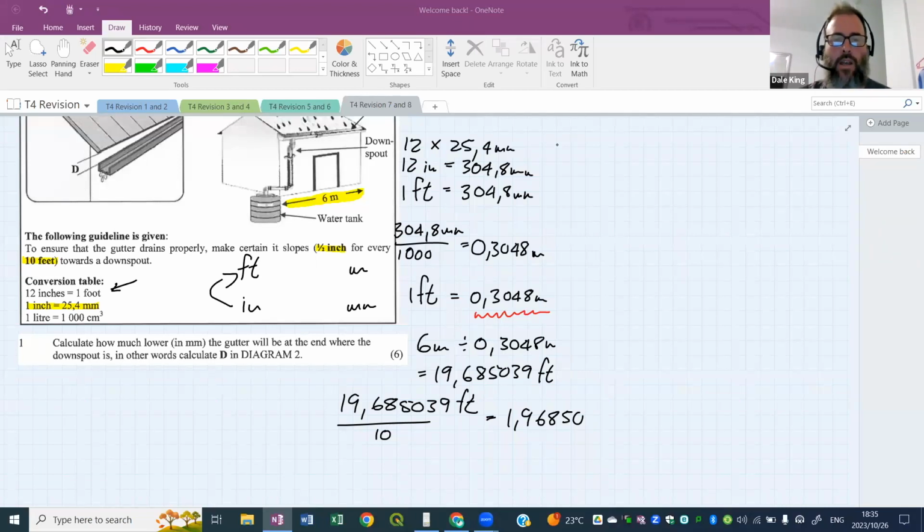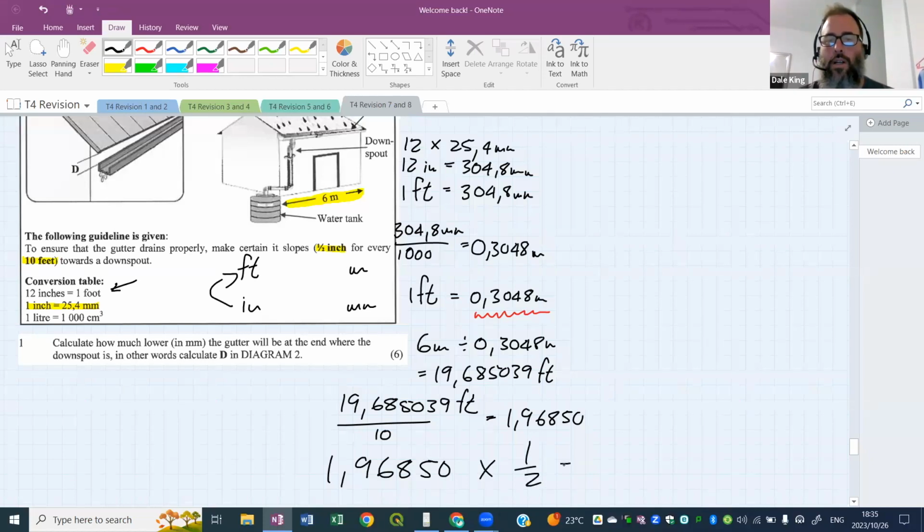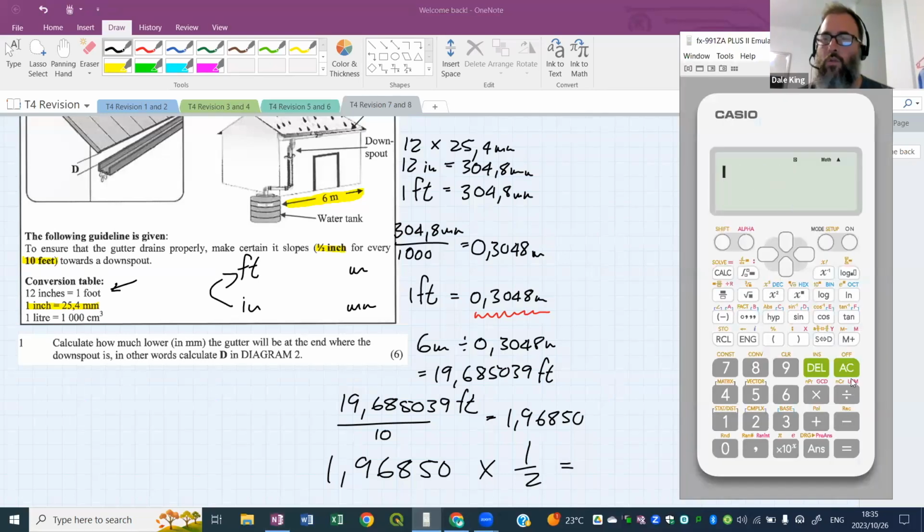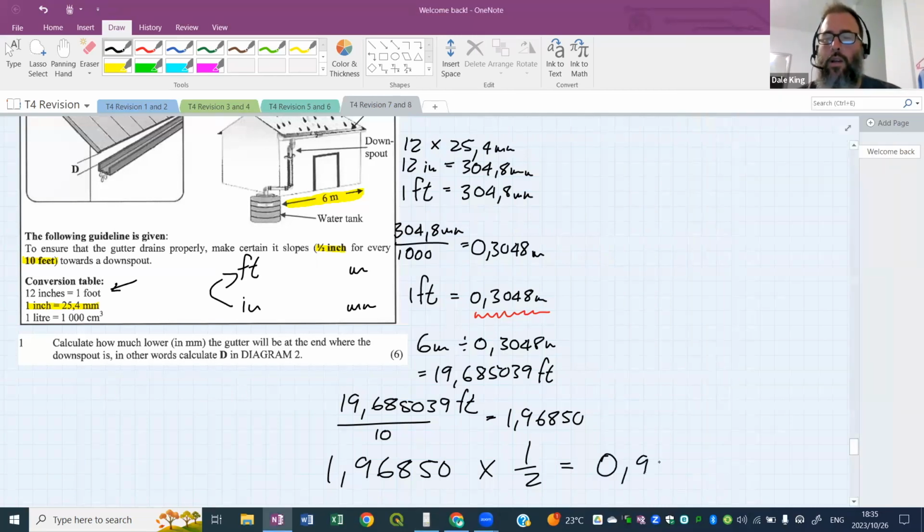So now I'm going to say, I don't have 2. I've only got 1.96850 of these things, and each one of them is a half inch. So how many do I have? It should be close to 1, shouldn't it? So 1.96850 times a half. I'll write the fraction. Yes, it is close to 1. So 0.98425 inches.